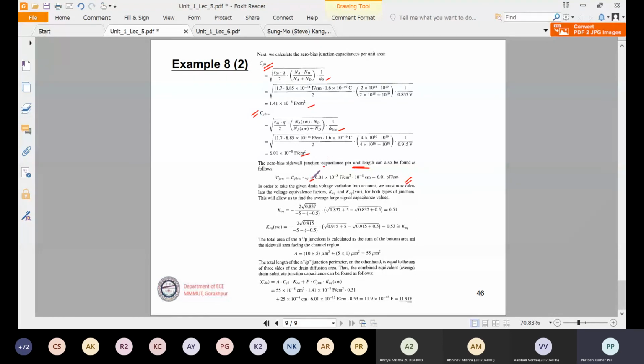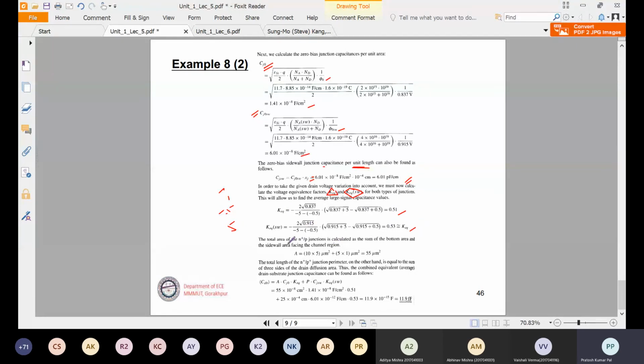In order to take the given drain voltage variation into account, we must now calculate the voltage equivalent factor. So K equivalent will be calculated for side walls and also for the main junction sides. Both K equivalents will be calculated, for two different voltages. We have considered VD varying from minus 0.5 to 5 volt, and based on that we will find out the K equivalent. This is for the main junction and this is for the side wall junction.